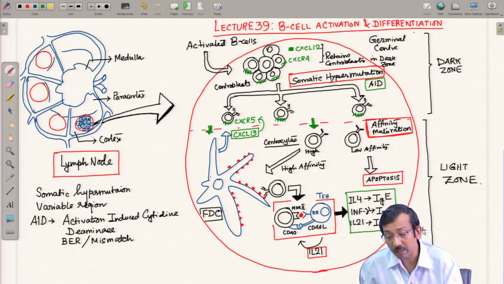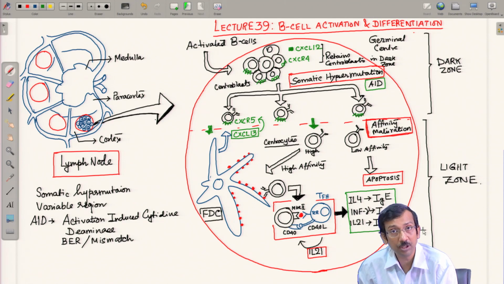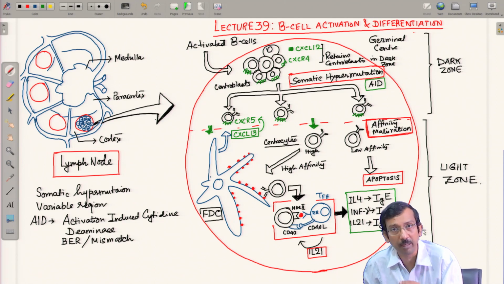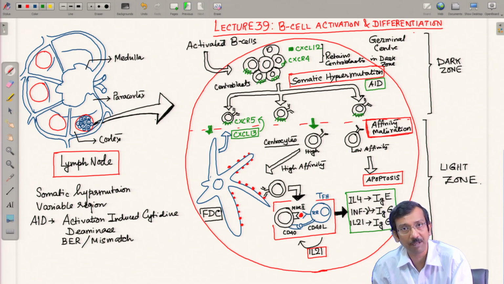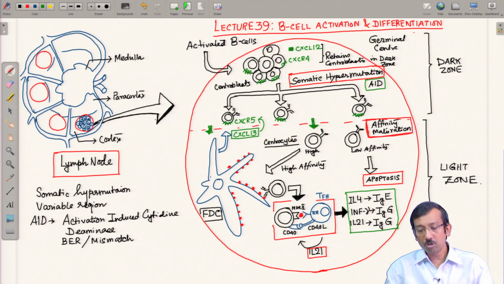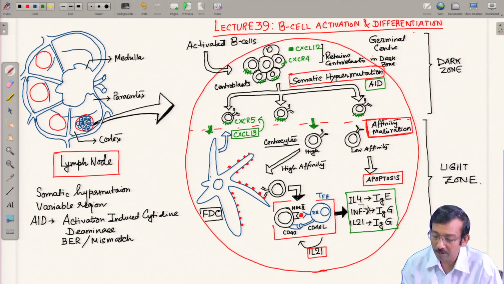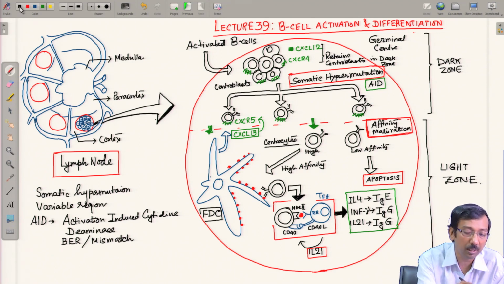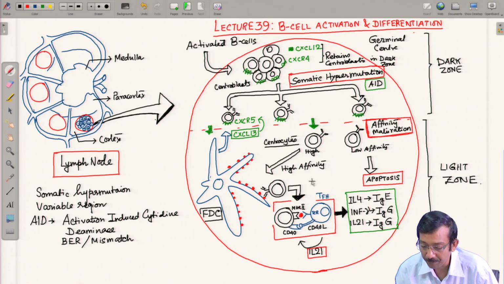Now they will class switch, and depending on the type of cytokine that is being secreted or the type of cytokine that is available, they will switch into different antibody types, different isotypes. So, this process we call class switching. So, this is the class switching.